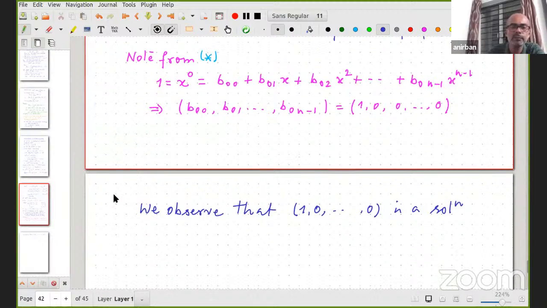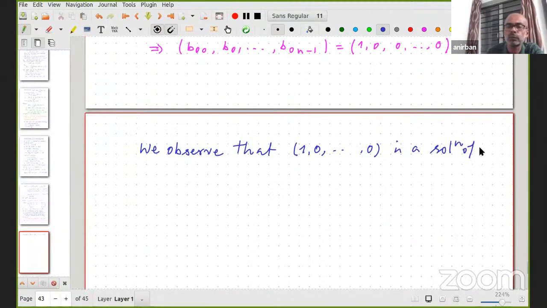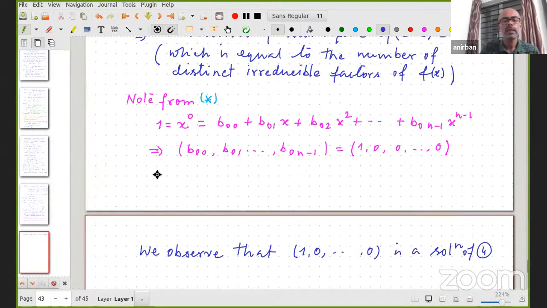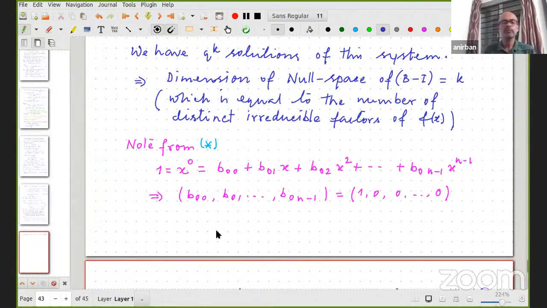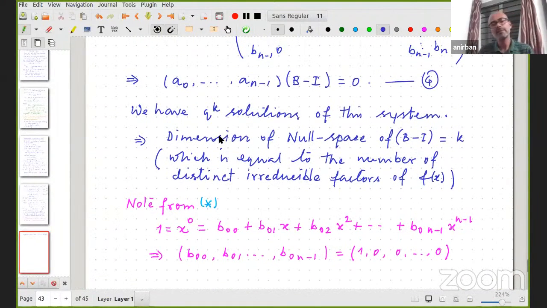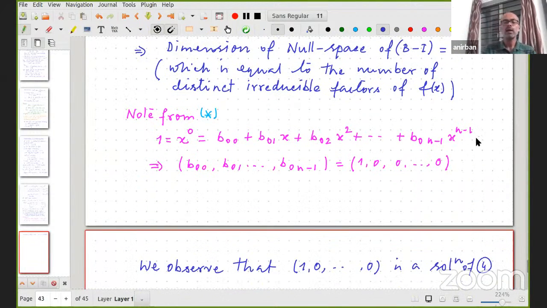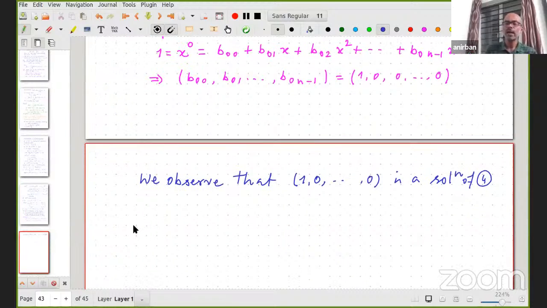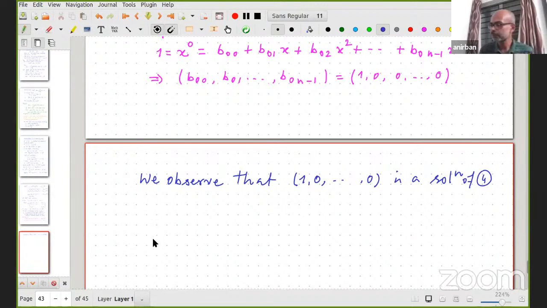So is a solution of 4. And what we now do is the following. So we noted that the dimension of the null space, because we have q to the k solutions, so the dimension of the null space of B minus I is k, and one of the vectors is this. So we have k minus 1 other vectors, so we have a basis.